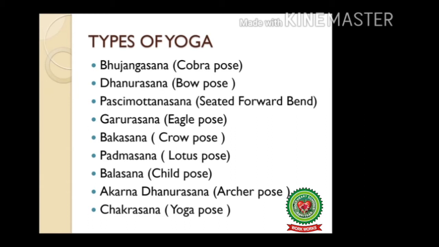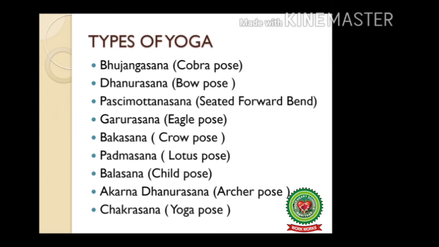Number 5, Bakasana, which is also known as crow pose. Number 6, Padmasana, which is also known as lotus pose. Number 7, Balasana, which is also known as child pose. Number 8, Akarna, that is also known as archer pose. And number 9 is Chakrasana, that is also known as wheel pose.